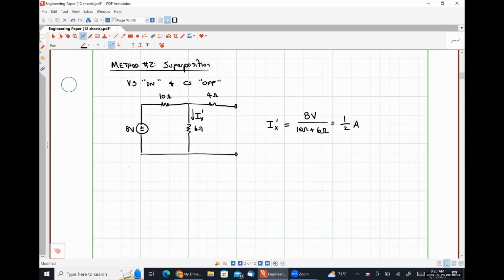Now we're going to analyze the circuit with the voltage source off and the current source on, okay? So let's talk about how we turn a voltage source off. What does an off voltage source mean? Supplying 0 volts. What is the element that we know of that forces the voltage drop to be 0? A short circuit. So we're going to replace our voltage source with a short circuit or just a wire.